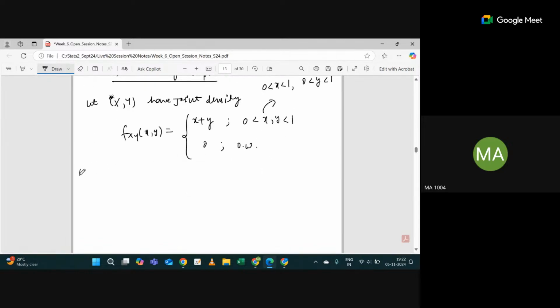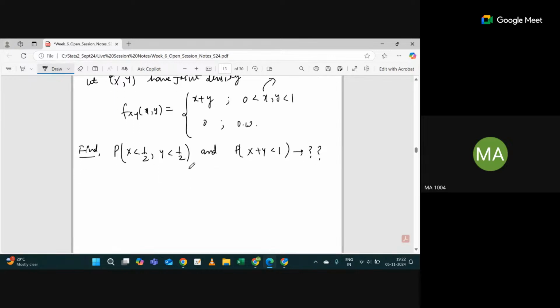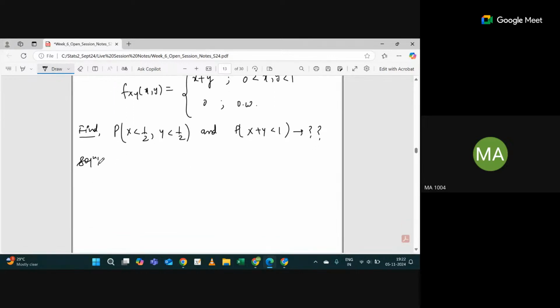So my question is, suppose you have to find the probability that x is less than half and y is less than half. And the next part is, what is the probability that x plus y is less than 1. So these two we have to calculate. Then what will be the solution? So what will be the first thing?